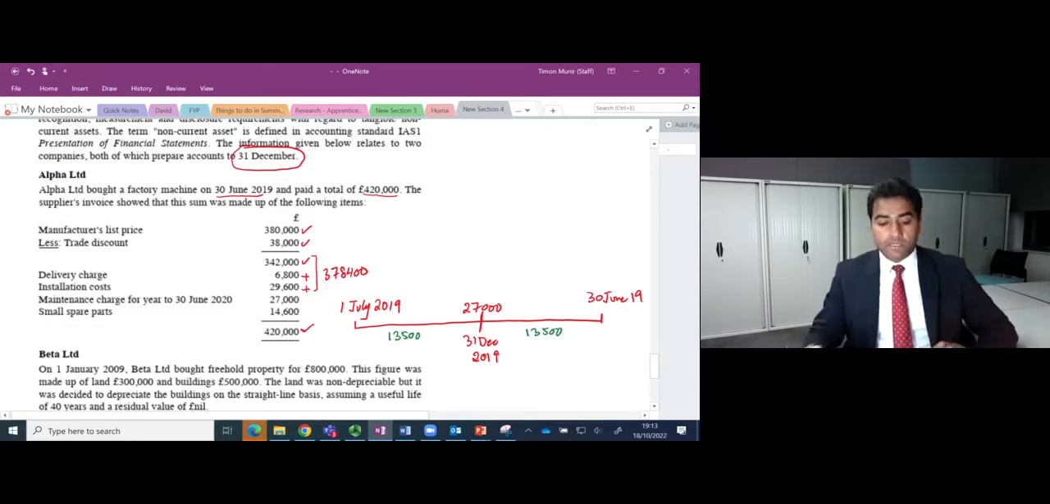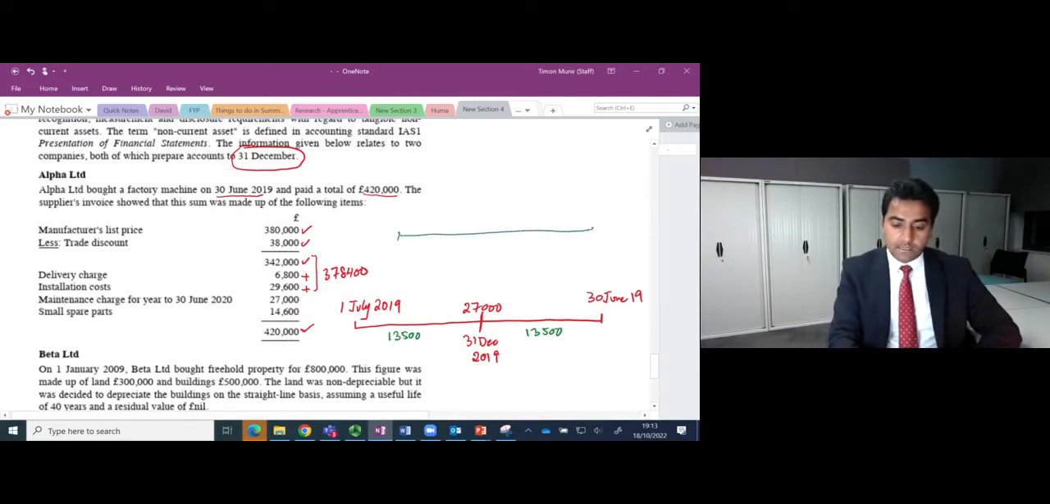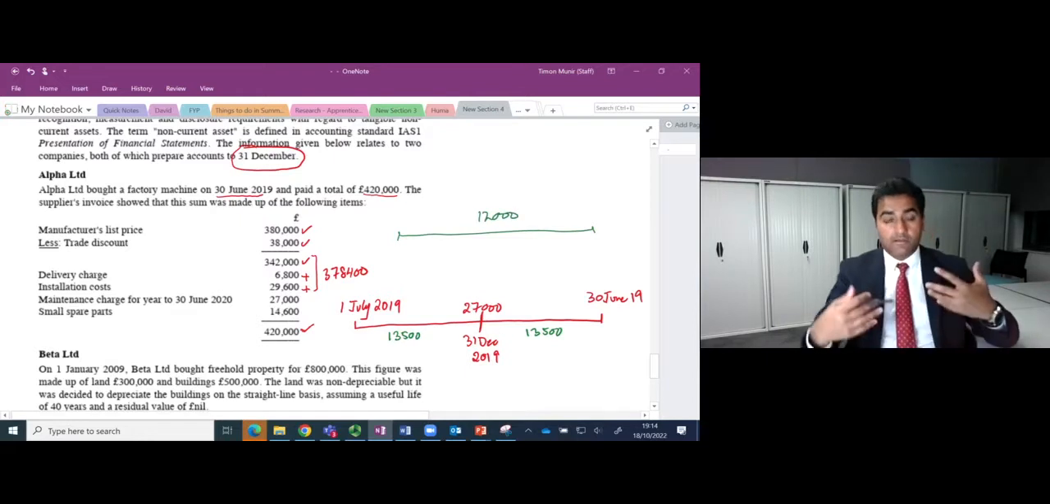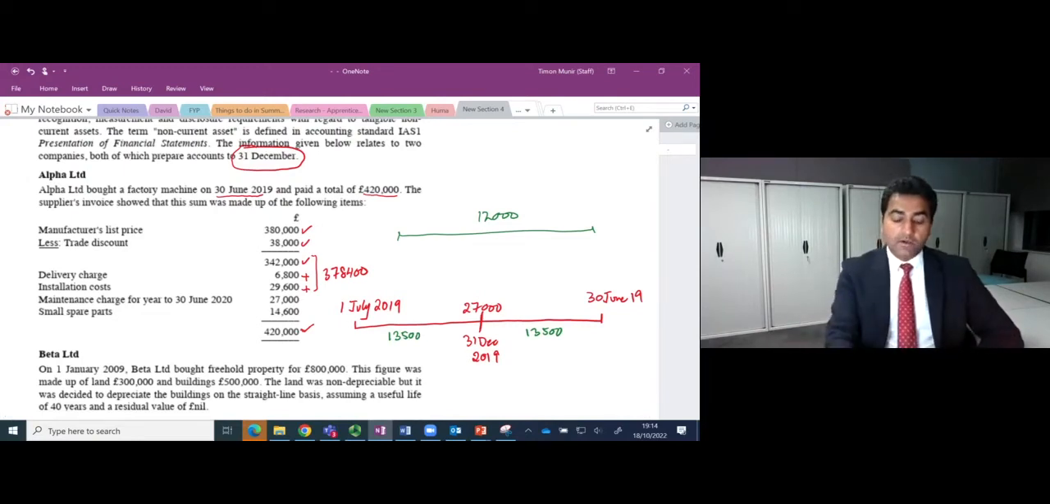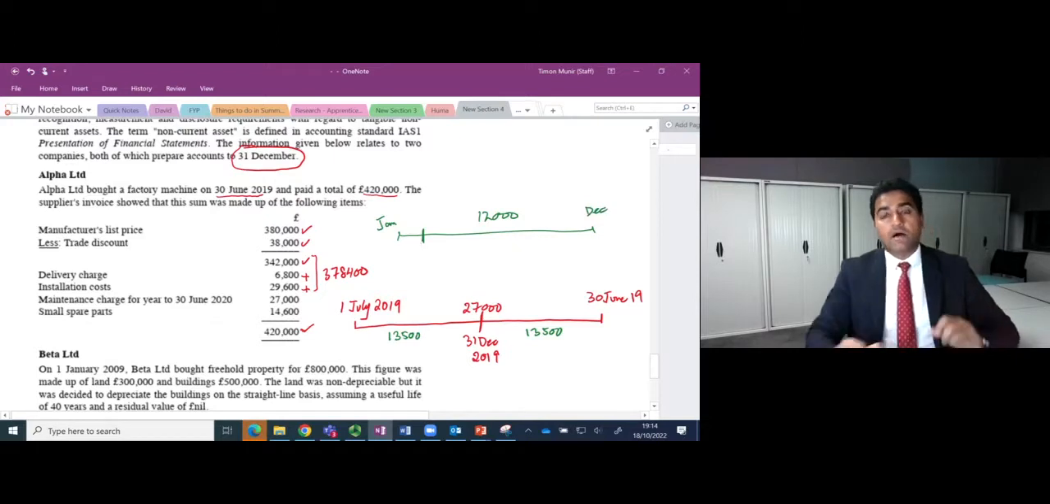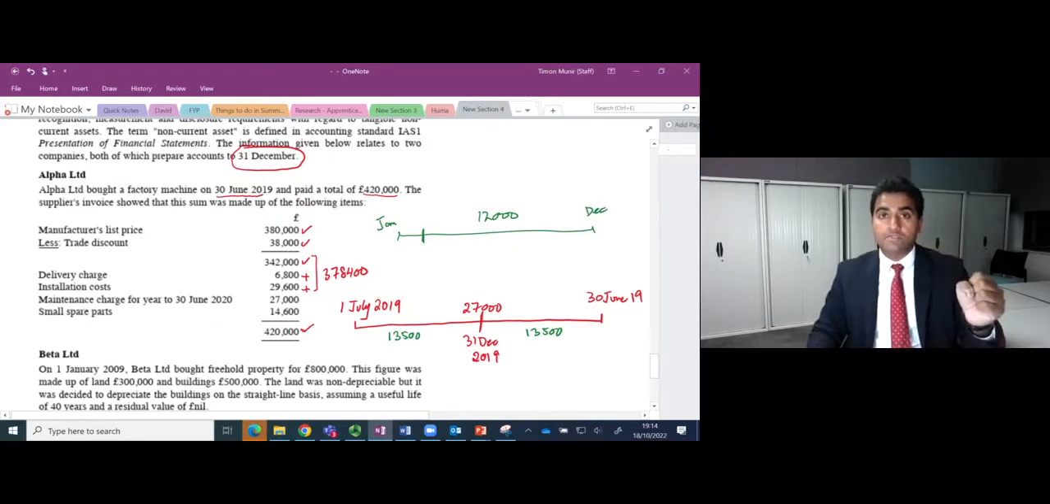The other way to understand this is the full year. The rent is £12,000. I have rented an apartment. I have paid £12,000 to rent an apartment. £1,000 is the rent for each month. This is from January until December. At the end of January, I would have consumed 1,000, and the remaining 11,000 is still prepaid.